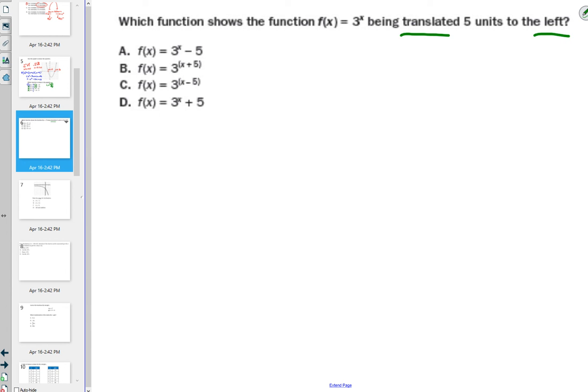Translating left to right has to be inside of a parentheses being added or subtracted, but don't forget the signs are going to be opposite when it's going left to right. So if you think left and you think negative, but no, when you go left, you see a plus. So which one of these has the same 3 to the x, but now has that x inside of a parentheses having 5 added to it? What type of translation is occurring in A and D? Yeah, those are vertical translations.